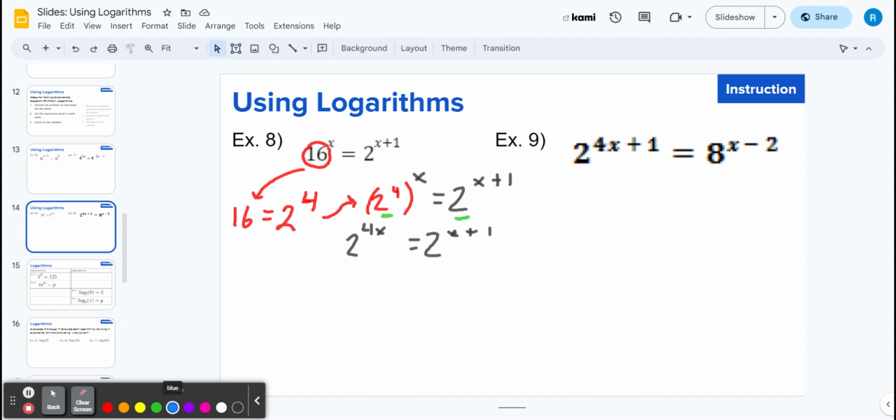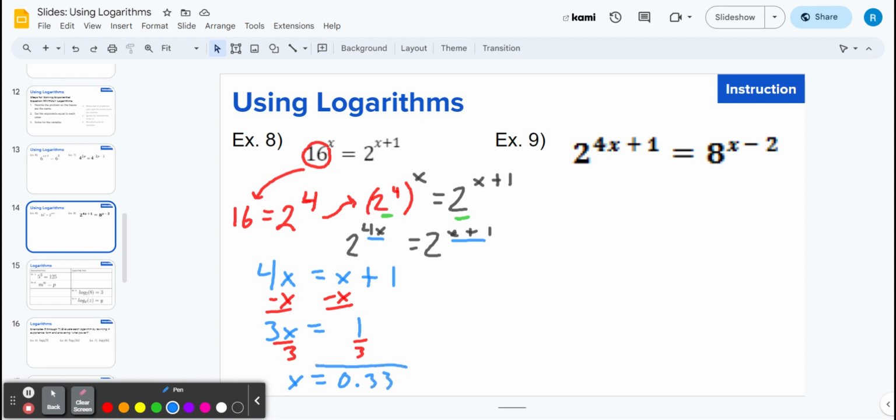But now we have a spot where we can take these and set a new equation together. 4x equals x plus 1. And then we can solve for x. So in this case, we move an x over to combine like terms. We get 3x equals 1. And then we can divide by 3 on both sides and get x equals 0.33. Or you can leave it as a fraction, x equals 1/3.